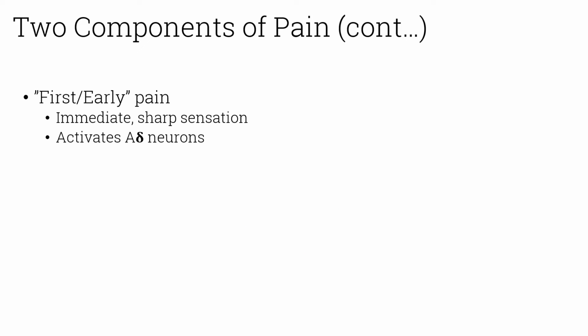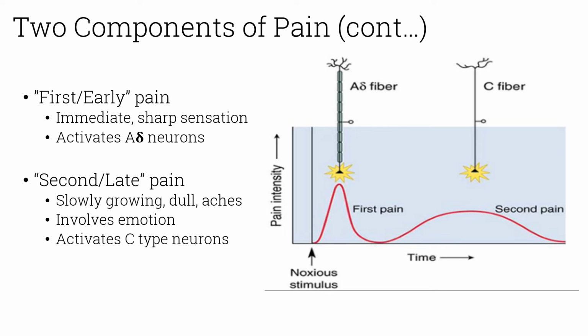So the early or acute pain is going to be mediated by those myelinated A delta neurons, and it's going to result in an immediate sharp sensation of pain. So we can compare that to the secondary or late pain, which is going to be mediated through those unmyelinated axons. And that's going to result in a slow, dull ache, and it's going to be more highly associated with the emotional response to pain.